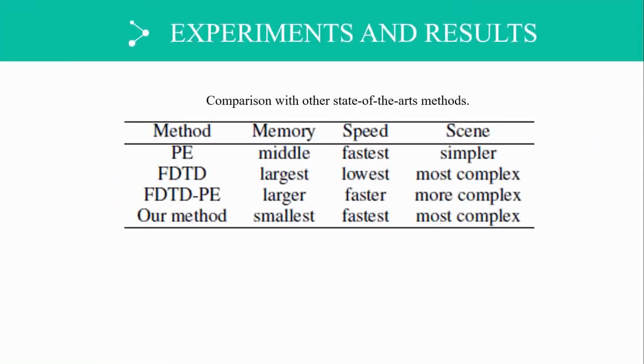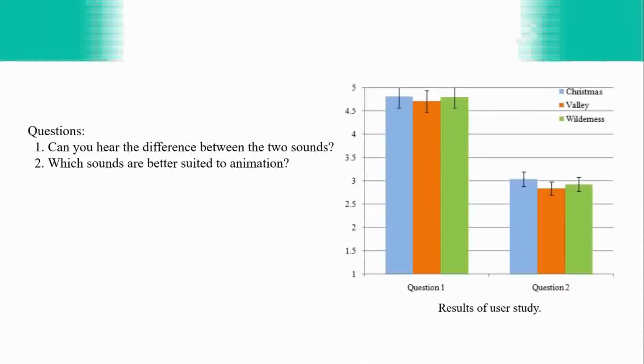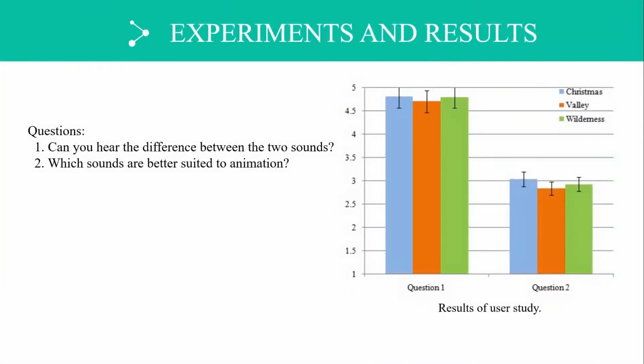According to the experimental results and characteristics of various methods, we compared our method with FDTD-PE, FDTD, and PE in terms of memory, computing speed, and applicable scenario type, as shown in the table. To further assess the realism and accuracy of sound results by our method, we designed the user study. We show all our questions and the results of the user study in the figure.